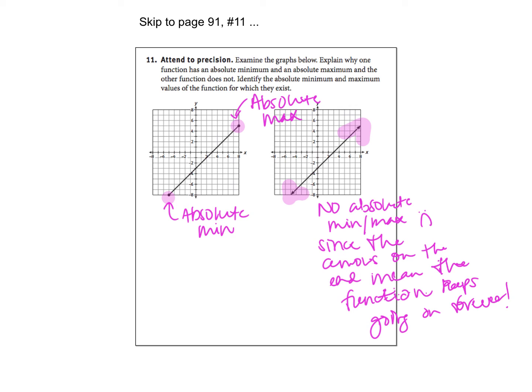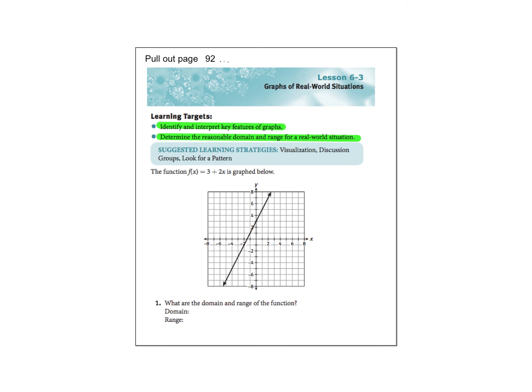So we're going to take that idea and carry it over onto lesson 6.3. So we're going to go ahead and pull out page 92 and continue to practice this vocabulary. So our learning targets for the second half of the lesson is going to identify and interpret key features of graphs, just as we did before, and continue to determine a reasonable domain and range in real-world situations, so real-life problems. So let's take a look at this picture right here.